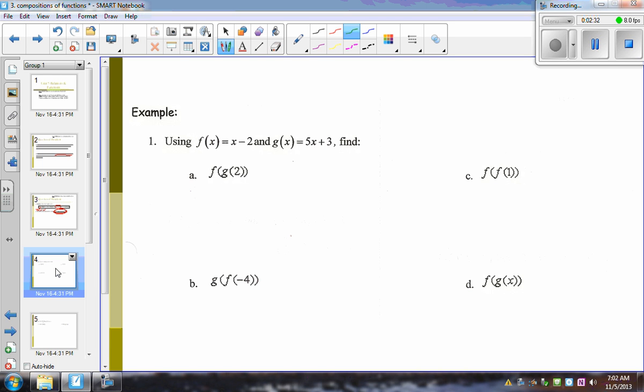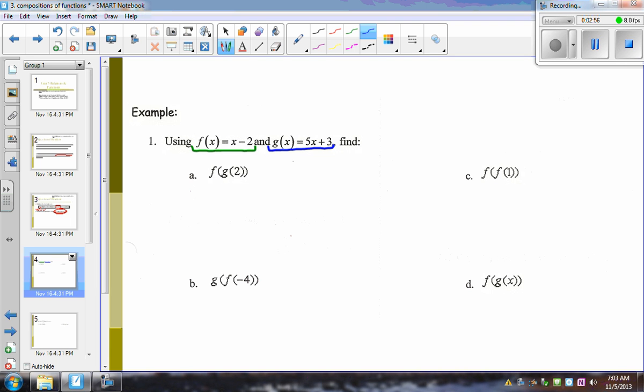It has 4 different mini examples with it. So we're given two functions here, f of x, which is x minus 2, and g of x, which is 5x plus 3. So we're given two linear functions. And our goal is to perform the composition that is given in A, B, C, and D. So here's how it would work.